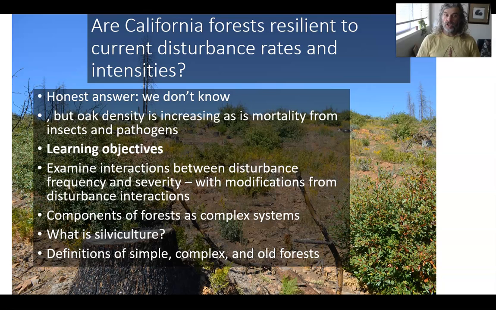We're going to examine interactions between disturbance frequency and intensity, some modifications there. Look at the components of forests as complex systems and try to tackle what we mean by that. We're going to define silviculture, and hopefully I'm going to convince you that it's a good idea to practice and something that is worth getting better at. And then we're going to confront some definitions of simple, complex, and old forests that wraps all this together. All right, so let's dive right into it.